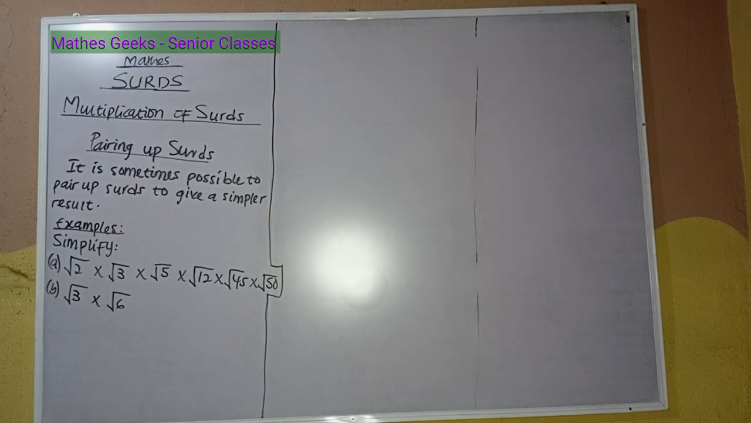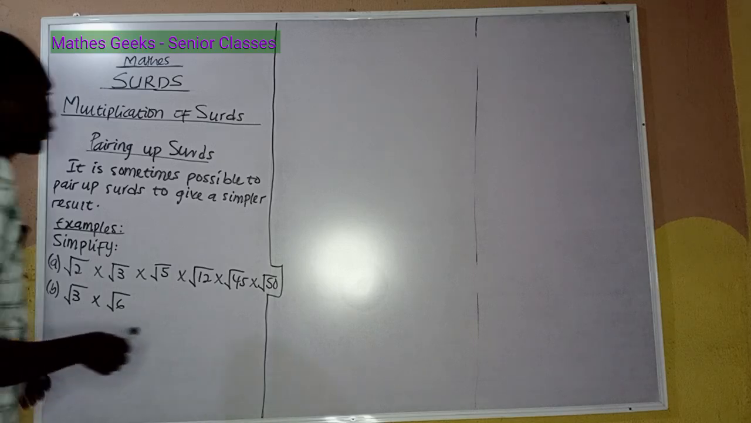Okay, so now let's look at pairing up surds. It is sometimes possible to pair up surds to give a simpler result. So sometimes when we are given a surd expression to simplify to the basic form possible, it would be difficult to do that effectively. However, if we pair up surds together, we discover that the simplification process becomes way easier than if we didn't pair up. So let's look at these examples.